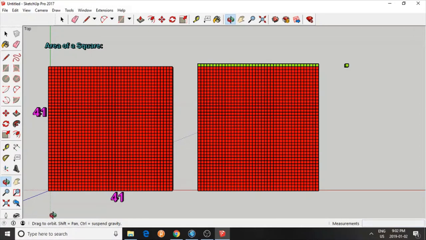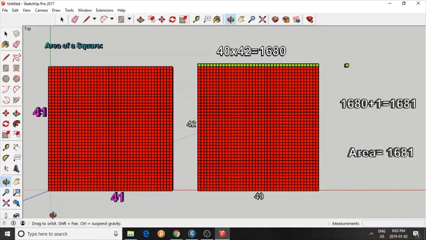So we have now a rectangle that is 40 by 42, and this can be done in your head because 40 times 42 is similar to 4 times 42, and that is 168, and you just add a 0, and you have 1 over there that is left over. You just add that, so the answer is 1681, and that's the area of this square.